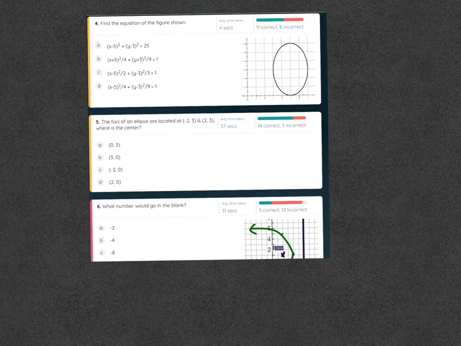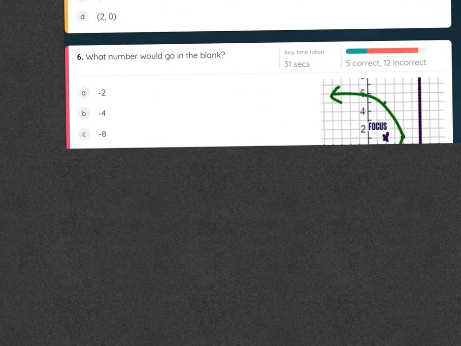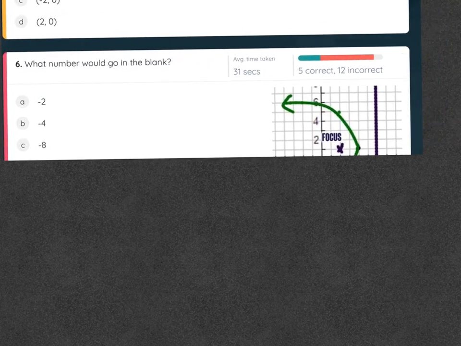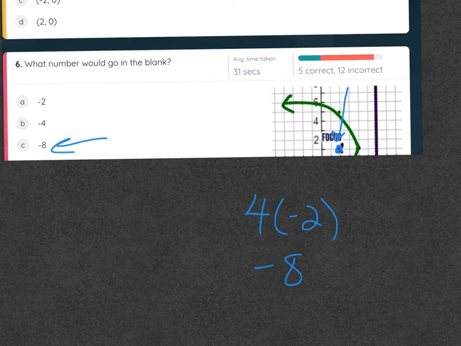Let's go to number 6. What number would go in the blank? So this focus is 2 away from the actual vertex, right? Which means P is 2. This is pointing left, which means it is a negative 2. So I'd get 4 times negative 2, which is negative 8. Should have been C. So you were just finding 4P. You had to know that it was left, making it negative. You had to know that the distance was 2.